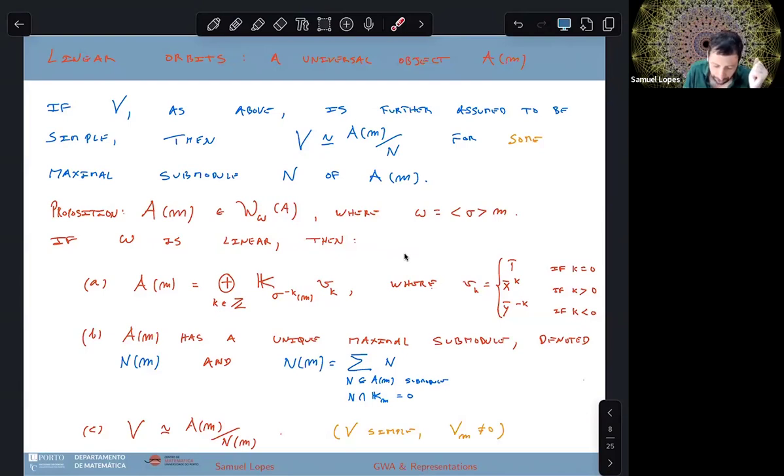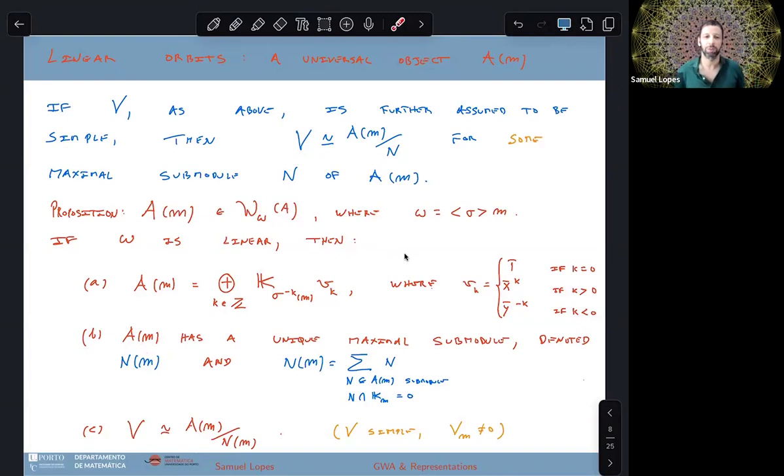This is always true. And a surprising fact for someone who's never seen Lie theory, and not a surprising fact for somebody who has, is that this module has a unique maximal submodule. So this N that I had here, which I said was some maximal submodule, is in fact not just some maximal submodule. It's the only maximal submodule that A of M has. So this universal object has a unique maximal submodule.